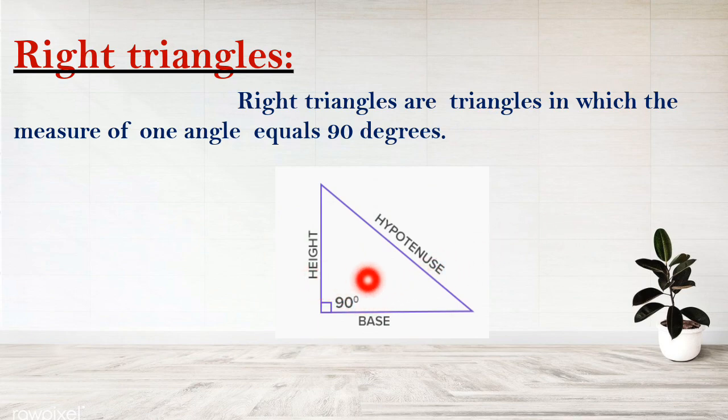The next one is the right triangle, a triangle in which one angle is 90 degrees, and we know that the side of a right triangle which is opposite to the 90 degree angle is known as the hypotenuse, while the remaining sides are known as base and perpendicular. And we also know that there is the Pythagoras theorem for the right angle triangle: hypotenuse square is equal to base square plus perpendicular square.